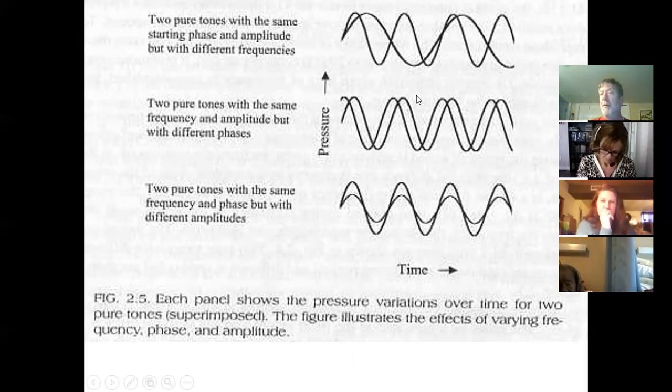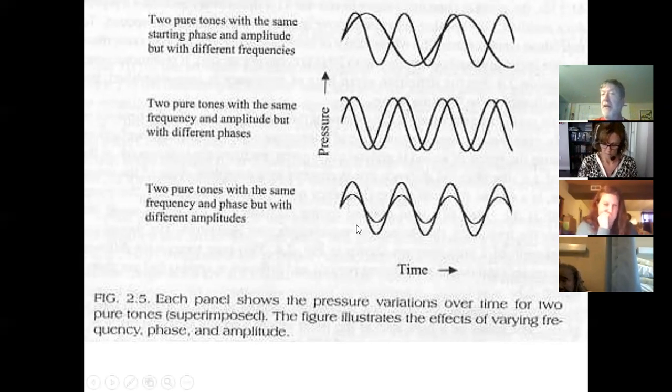Look at the middle pair. Are they different in height? No. Is there a different amount of bumps per that unit of time? No. They sound the same in loudness. They're going to sound the same in frequency. They're just a little bit out of phase with each other. You might hear sort of a wobble in there.